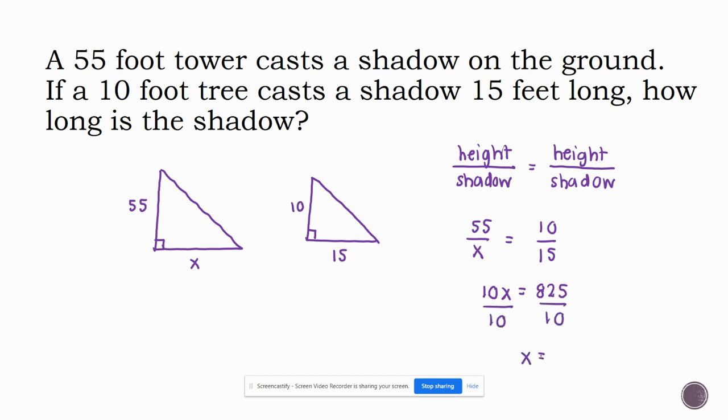That'll give us x. Remember, x is representing the length of the shadow. That's what we're trying to find. When I divide, I'm going to get 82.5. This is talking about everything being related to feet. So it is a shadow of 82.5 feet. And that's how we work a shadow problem.